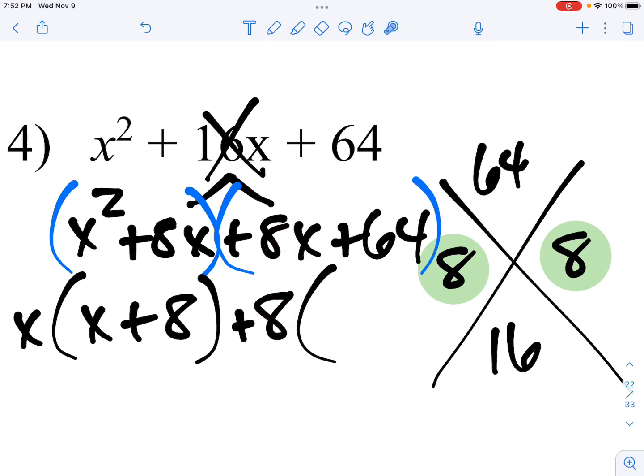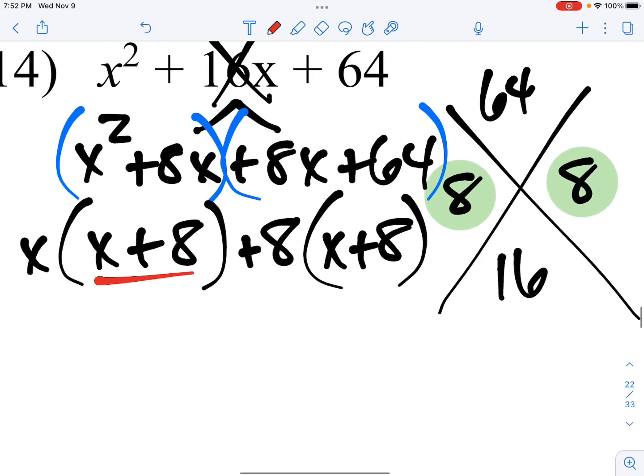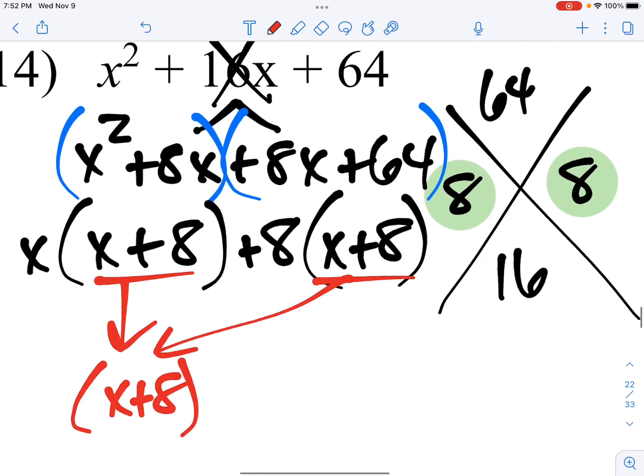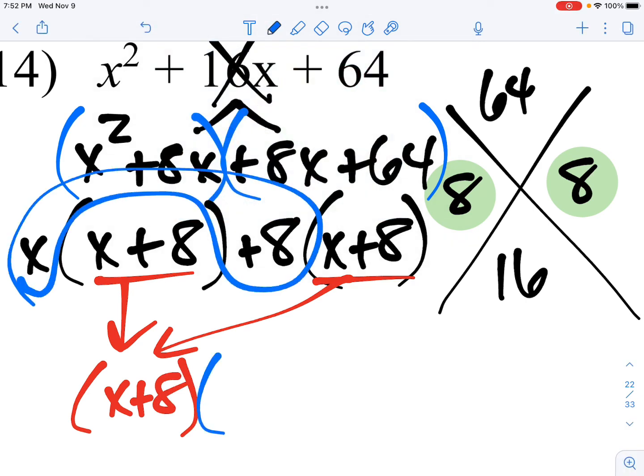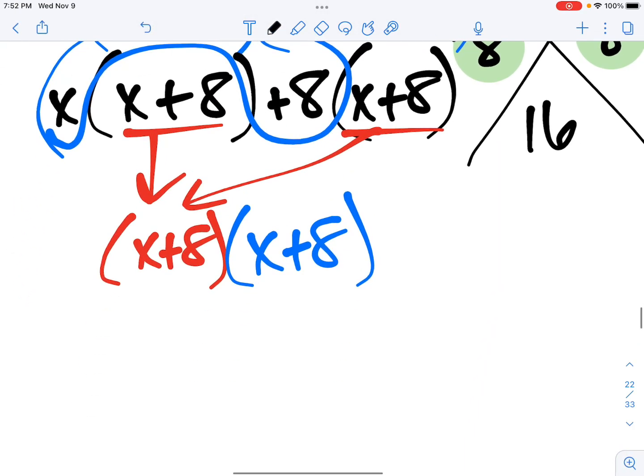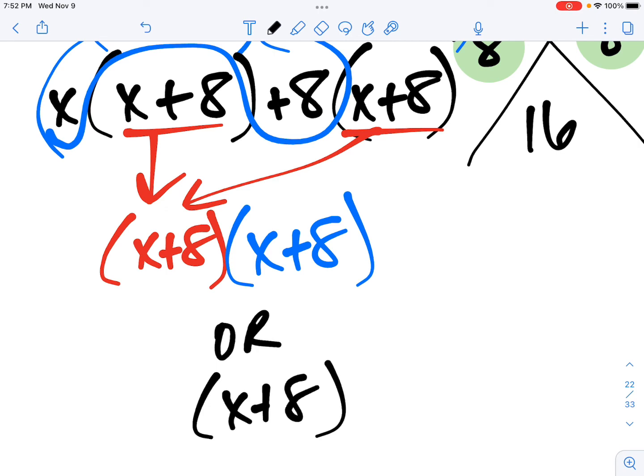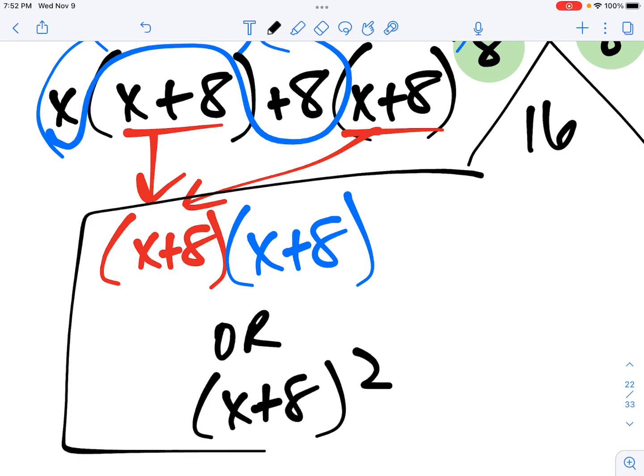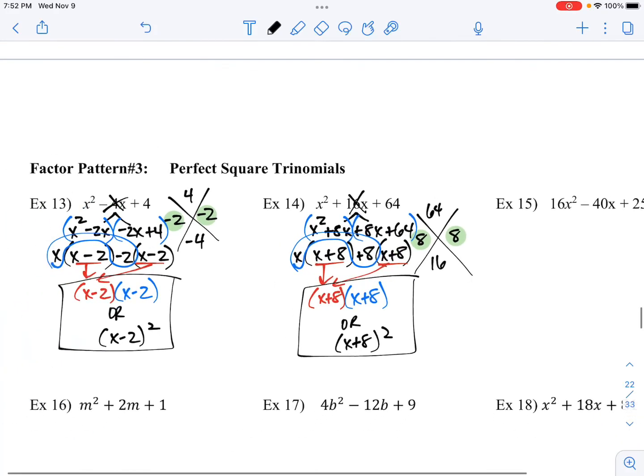And again, this was 8x. I took out the 8. That means the x is left. Keep the plus sign. 64 divided by 8 is 8. Good news. These 2 match. That's the first part of my answer. What is the second part of the answer? X plus 8. And remember, yes, they're the same. That's okay. That can happen sometimes. You can also write it as x plus 8 squared if you want to. Either of those is fine. You don't have to write both, but either of them is fine.